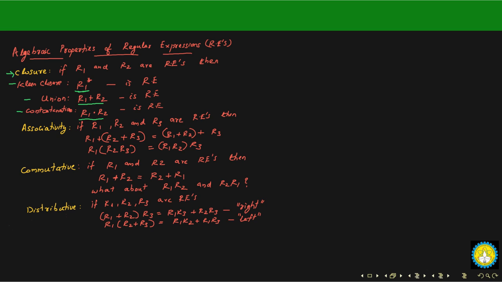Now, to prove them is very simple. It's already given that R1 and R2 are regular expressions, so we can represent R1 and R2 using a finite automata. Suppose we want to prove that R1 star is also a regular expression. What we need to prove is that R1 star can also be represented using a finite automata. If we are able to prove that, it becomes very clear that R1 star can also be represented using a regular expression. So that's why R1 star is also a regular expression. Proving that is not very difficult, so let's do that.